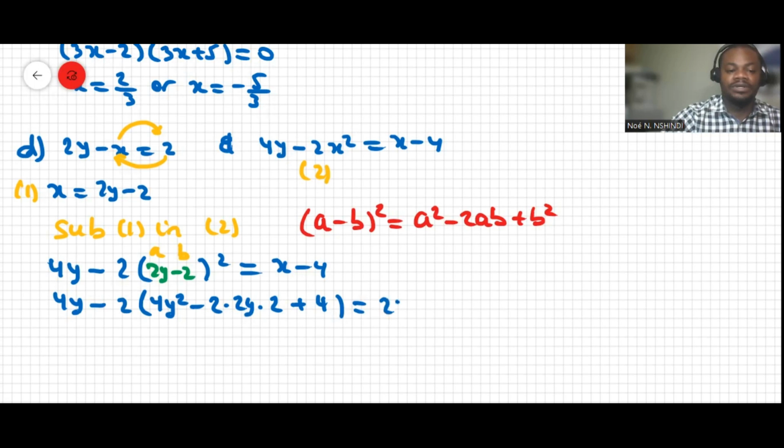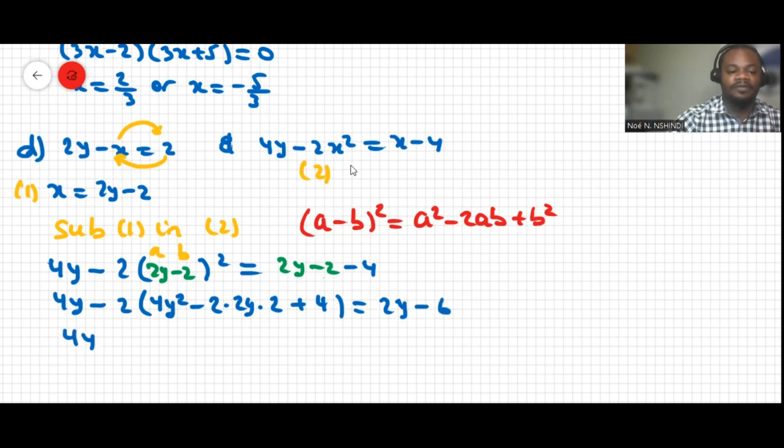X, I'll substitute the value of x here also. That makes 2y minus 2, that was the value of x, minus 4. I sub it here in equation 2. That's the value of x minus 4. Now that will make 2y minus 6.